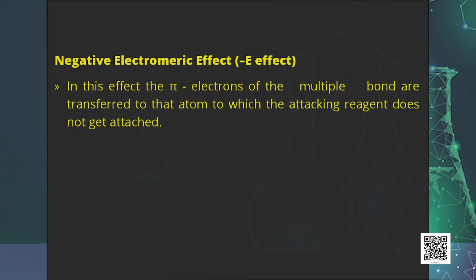In negative electromeric effect, the pi electrons of the multiple bond are transferred to that atom to which the attacking reagent does not get attached. For example, as you can see in the slide, in case of propene, the pi electrons of the multiple bond are transferred to that carbon to which the attacking reagent, that is here the attacking reagent is cyanide ion, is not going to attach. Like in case of propene and cyanide ion, you can see the effect.